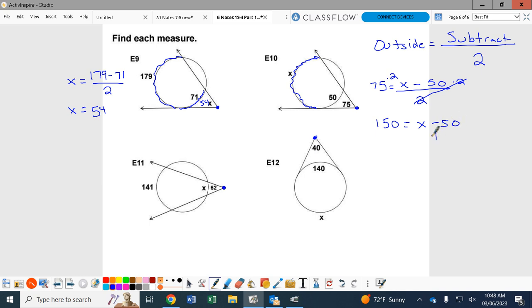We're going to add 50 to both sides. So that makes it 200. I don't even need a calculator for that one. 150 plus 50 is going to leave me 200 equals x. So my arc out here is going to be 200. Okay, anybody see anything so far? We're going to do one more together. I'm going to try to get y'all to set up the last one.